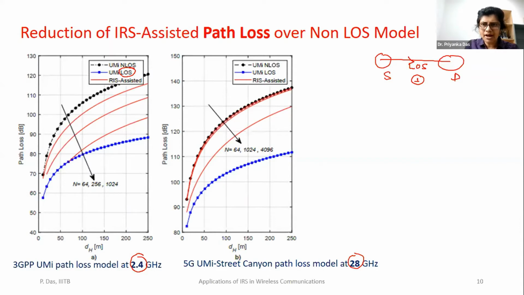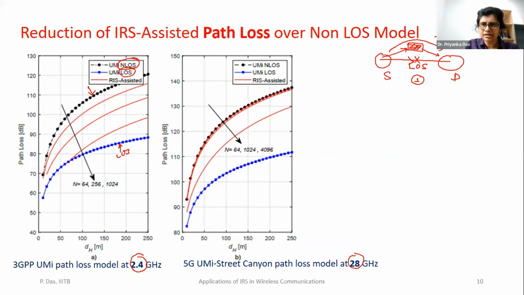Method number 1, line of sight. Method number 2, let's say you do not have line of sight, you have a non-line of sight path. That is your urban micro NLOS, where it is here. Where is my LOS? This is my LOS. And where is my IRS? Now, let's say there is an IRS, which is my point of interest.